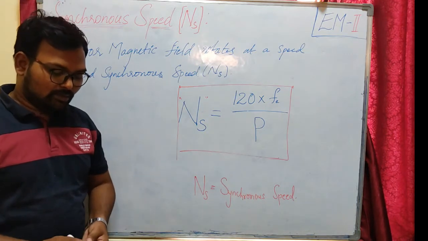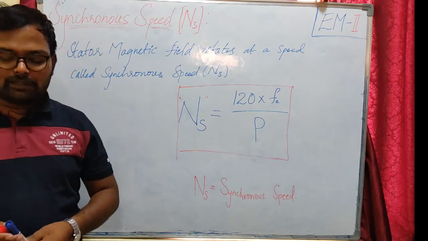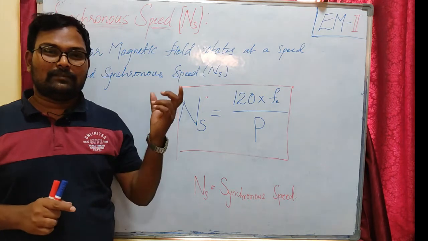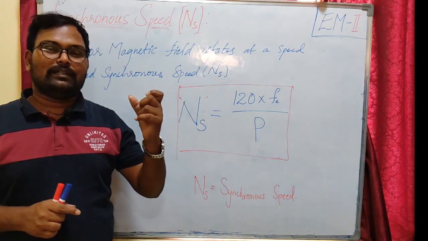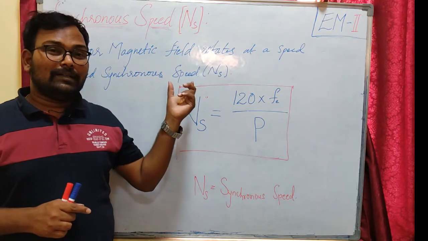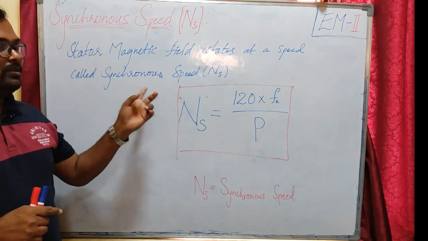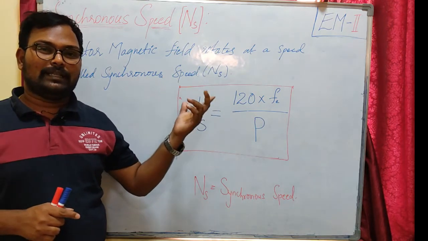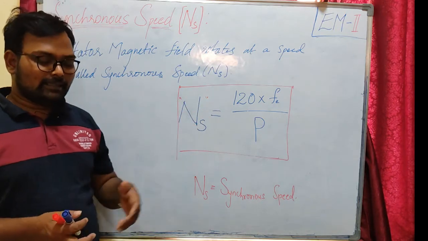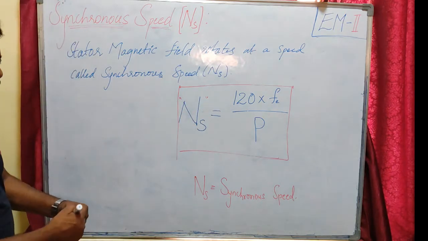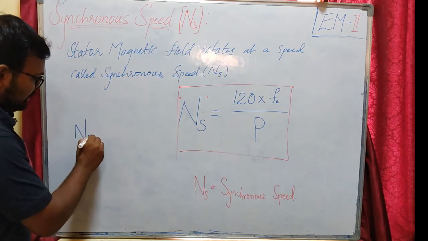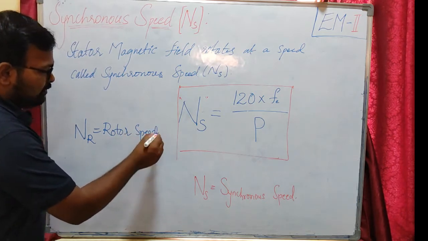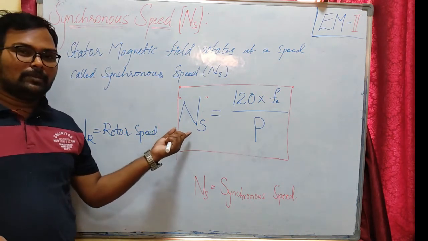As I told you, the rotor EMF of our induction motor depends on the relative speed between the stator magnetic field and the rotor conductors. The stator magnetic field is rotating at a speed called synchronous speed, that is Ns equal to 120 f by P, and our rotor rotates at its own speed. I consider the rotor speed of our induction motor as Nr. This Nr will try to catch up with this Ns.